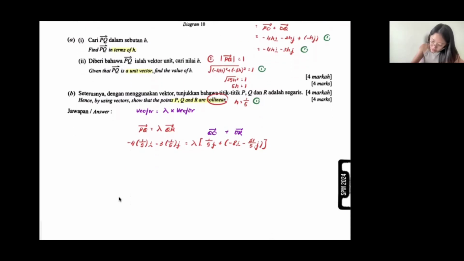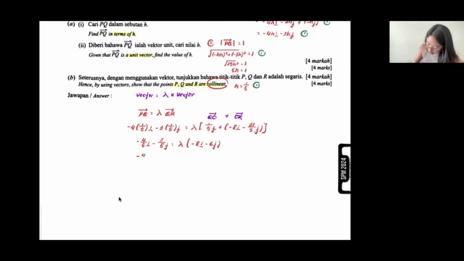Then we simplify first. You get negative 4/5 i, negative 3/5 j equals lambda times, in the bracket, 1/5 minus 31/5, negative 6j, negative 8i. Then what you can do is expand the bracket, multiply lambda in. So negative 8 lambda i, negative 6 lambda j.